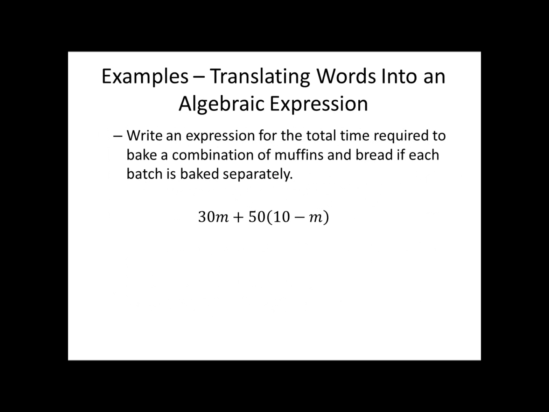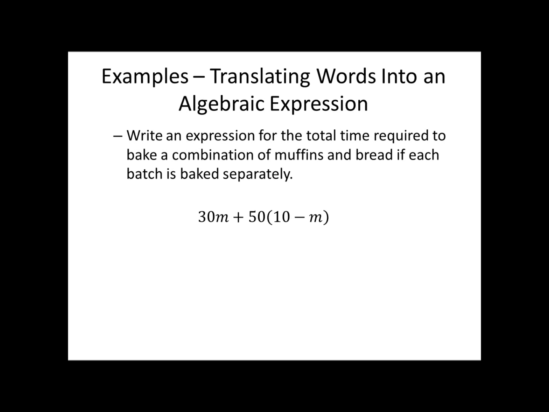Now, let's start with writing the expression. We know that muffins take 30 minutes, bread takes 50 minutes. So 30m is the time that it's going to take to bake all the muffins. 50 times the number of bread batches will give us the time for the bread. But we're not going to use another letter like B for bread. We're going to use 10 minus m. That is 10 batches total minus the number of muffin batches.